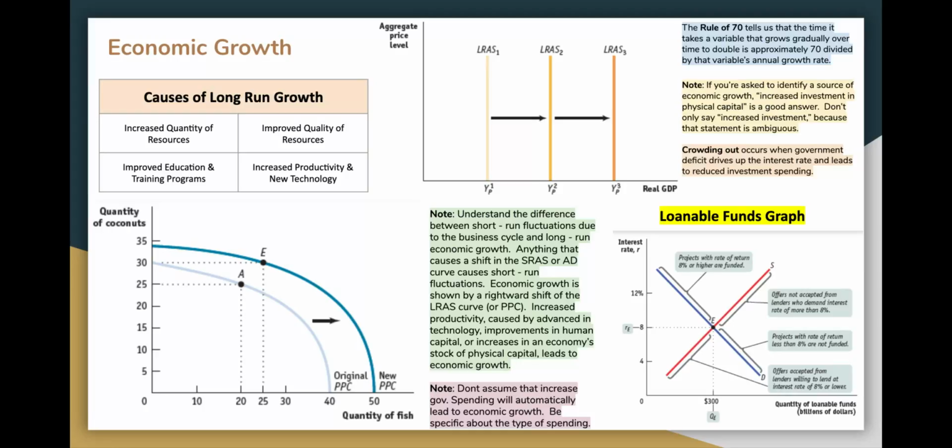Big things that you need to know, the rule of 70, that's the amount of time that, based on your growth rate, it's going to take to double your economy. You may be asked a source of economic growth. Increased investment in physical capital is a good answer. Don't say increased investment because it's kind of ambiguous. Some things you invest in won't create economic growth. If I invest in physical capital, in more technology, and I have more potential, that is a good answer. The second answer, increased investment, that's ambiguous. You're not going to get credit for that.